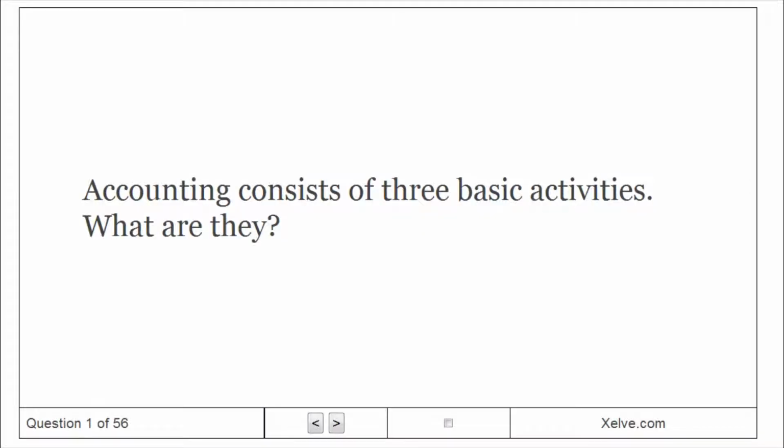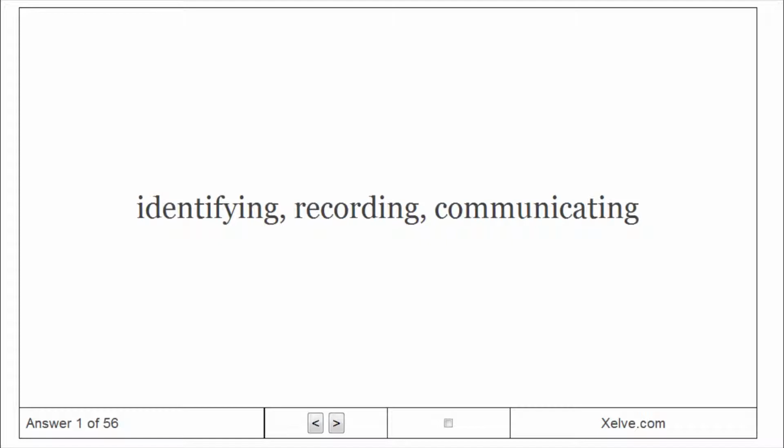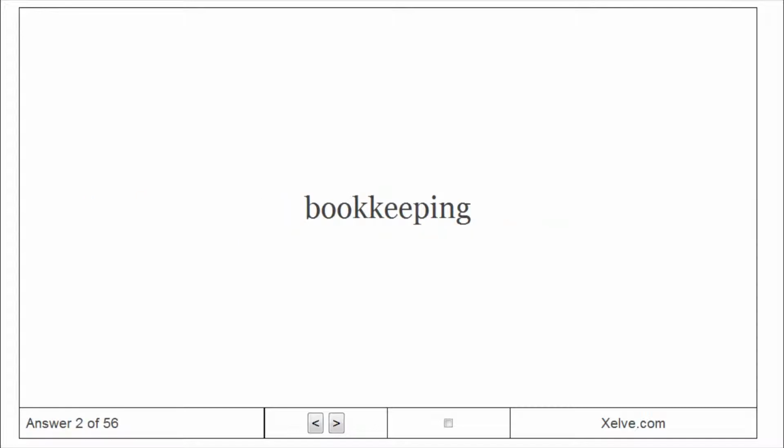Accounting consists of three basic activities. What are they? Identifying, recording, communicating. Involves only the recording of economic events. Bookkeeping.